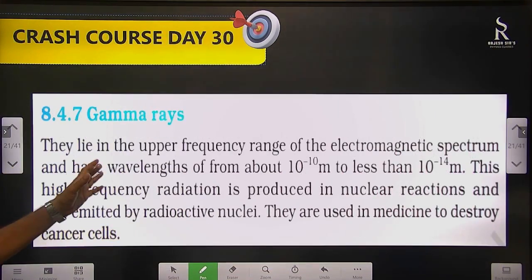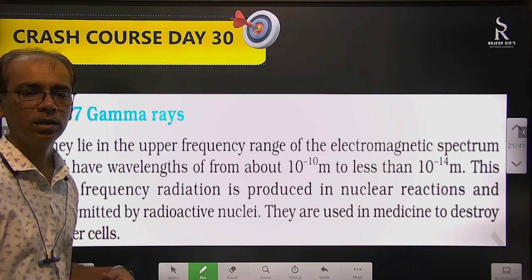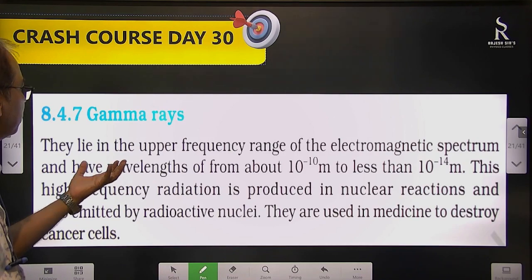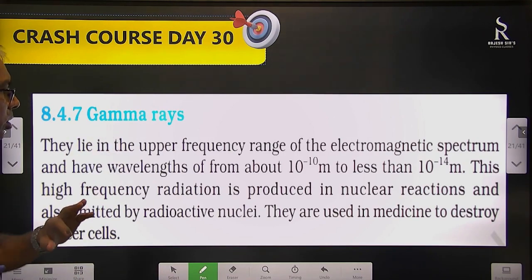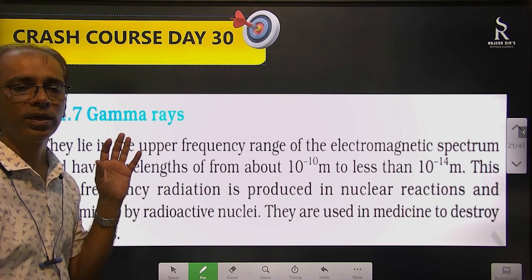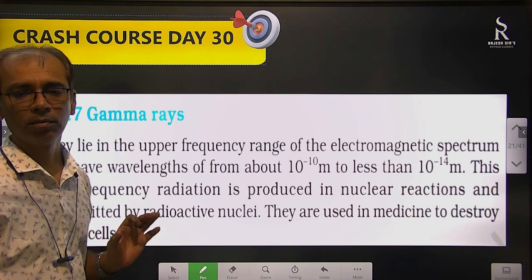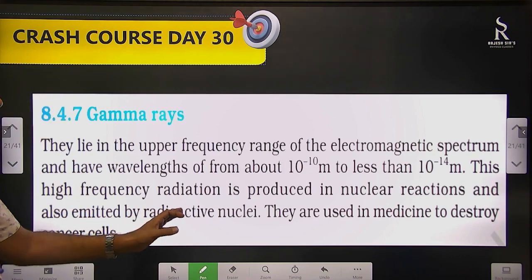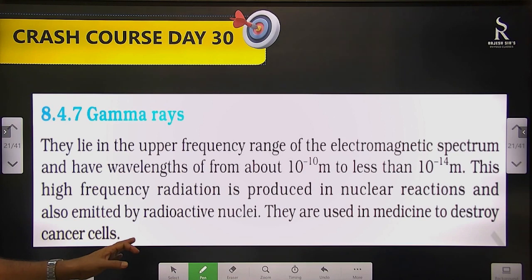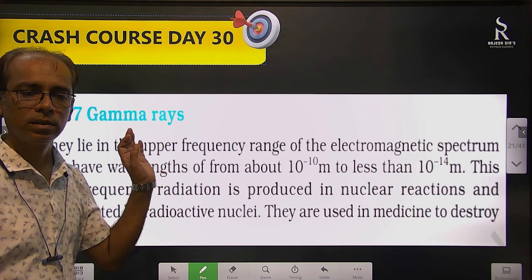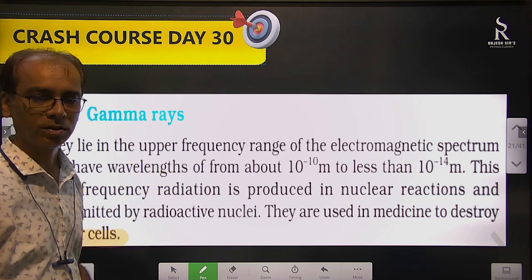Then the last one is the gamma rays. Gamma rays are produced by the nucleus. When there is de-excitation of the nucleus, these gamma rays are produced, and they have maximum energy. So if X-rays were dangerous, this is more dangerous, right? They are used in medicine to destroy cancer cells. So this is the information that we should remember as far as the electromagnetic spectrum.